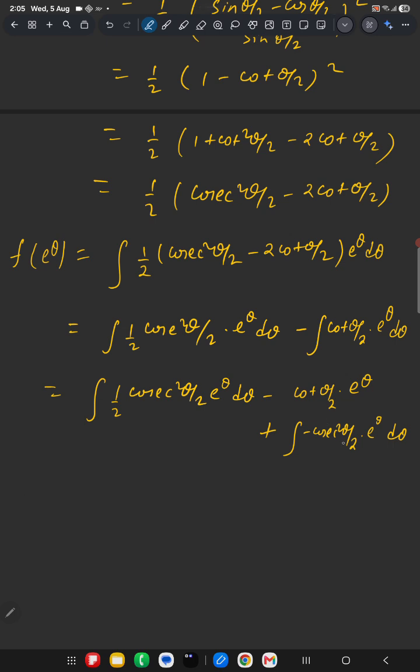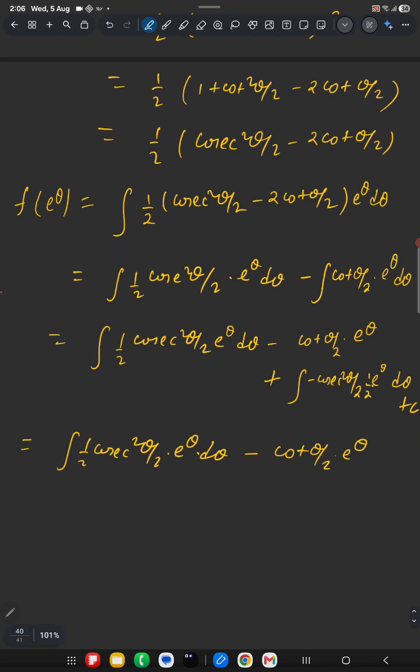So you have this, and the integration into theta by 2, so 1 by 2 will also come here, because the differentiation of cot theta by 2 is minus cosec square theta by 2, and the differentiation of theta by 2 is 1 by 2. In this way you are getting the integration of half cosec square theta by 2 into e^theta d theta minus cot theta by 2 into e^theta, and one constant will also be added, plus c.